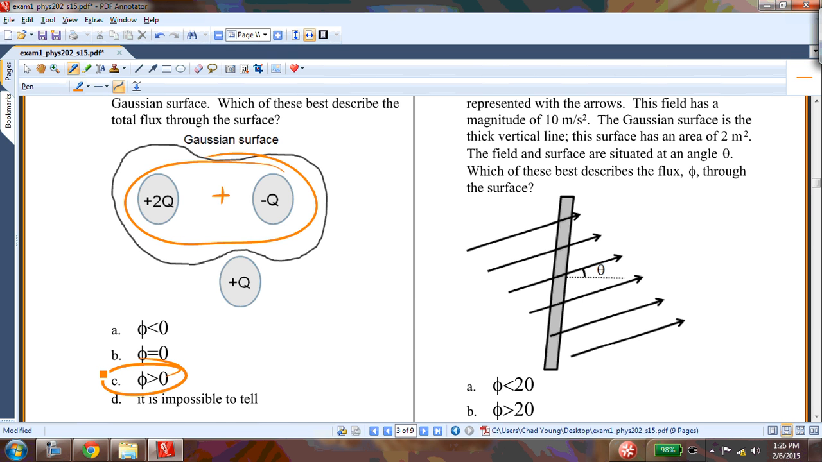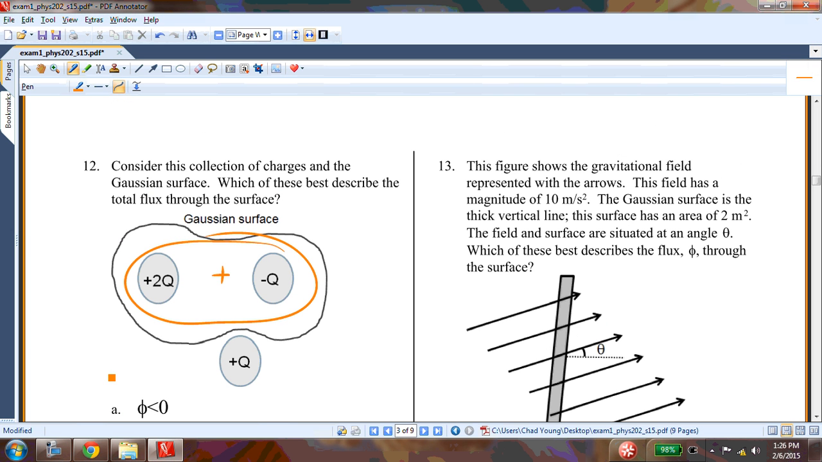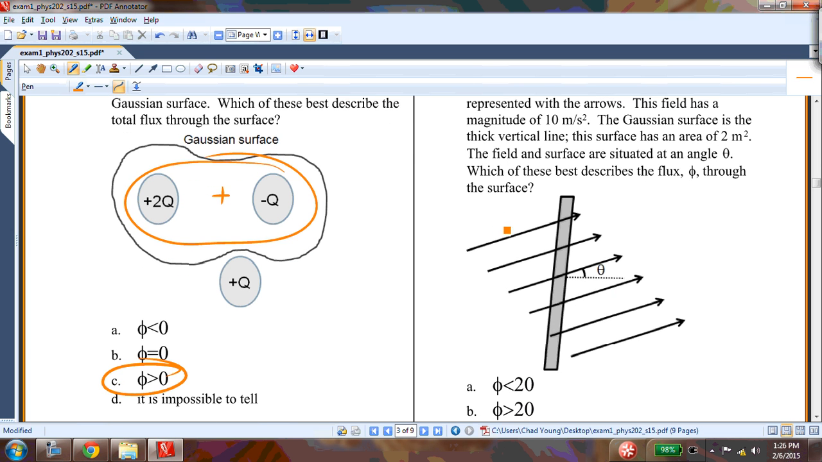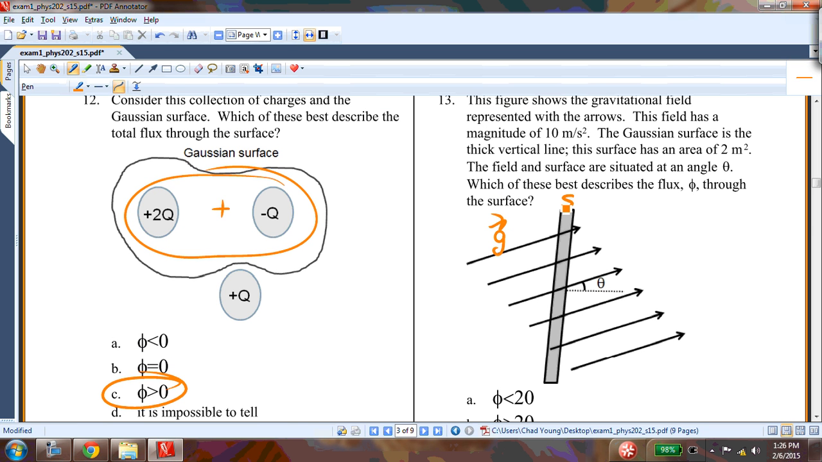Alright, this figure shows the gravitational field right here, shown by these arrows, and the Gaussian surface is right here. The surface has an area of 2 meters squared. Let's see, this calls it a line, but it's actually like a sheet, a plane that's into the page. It has an area of 2 meters squared, and the gravitational field is 10 meters per second squared. And I want to know what is the flux.